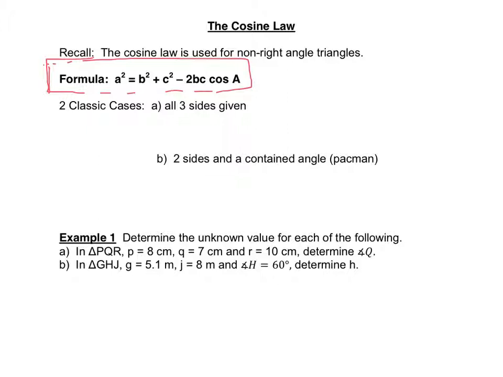There are two classic cases for which we can apply the cosine law. One of those cases being when the lengths of all three sides in the triangle are given. So we will represent that in our picture here by putting a dot along each side. So that would be the given pieces of information. And the other classic case is when we have two sides and a contained angle. So that would be having, say, this side and the angle in between them.